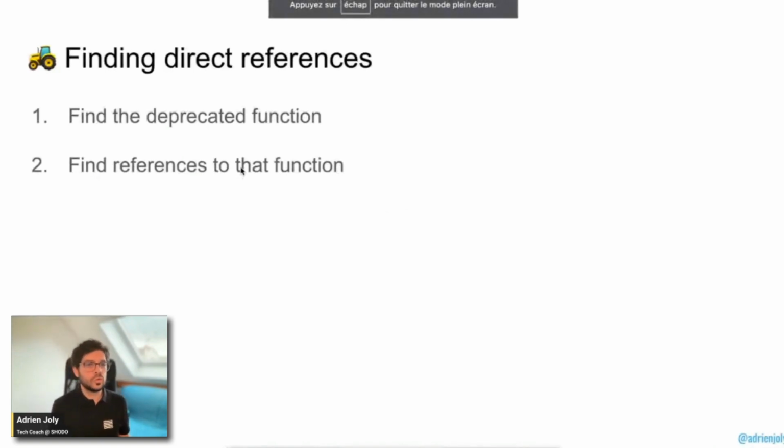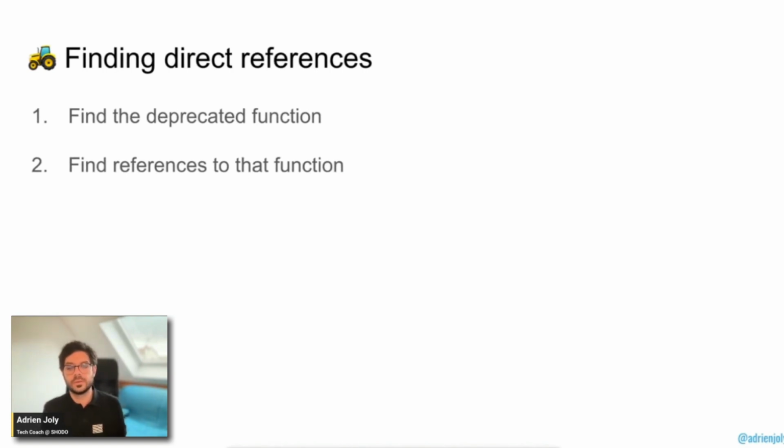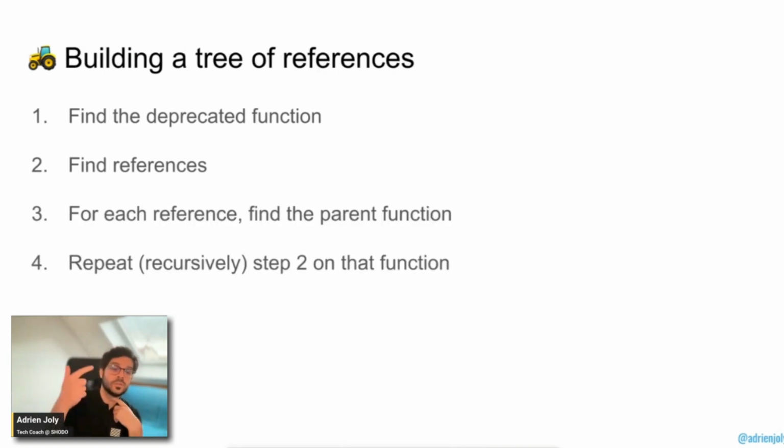So how do we do that in practice? The algorithm is pretty simple. First, we need to find in the source code where the deprecated function or symbol is, so we have to find its location. And then we need to find the references to that function. But if you do that, you only get the direct references. If you want to find the indirect references, you need to repeat that process for each reference.